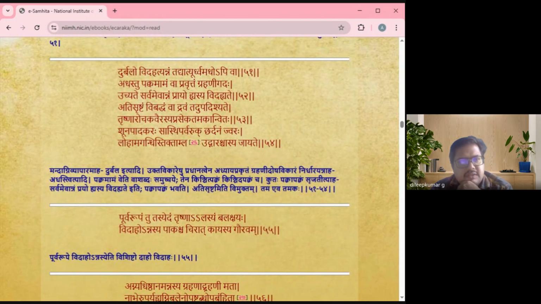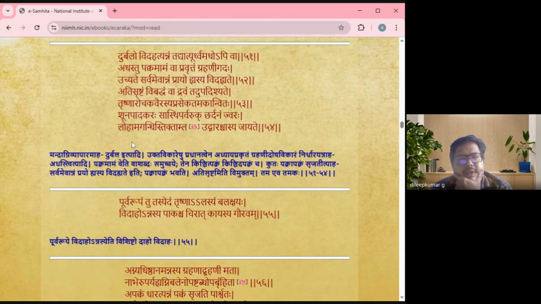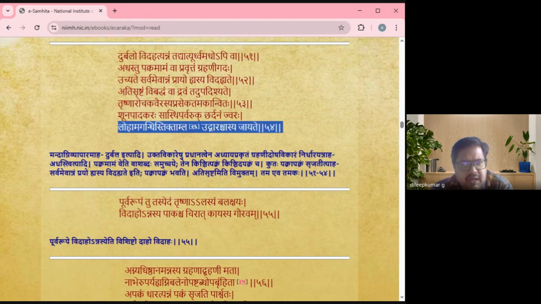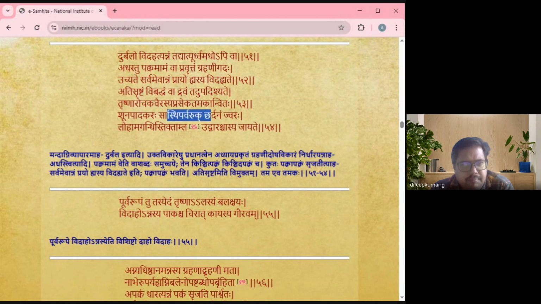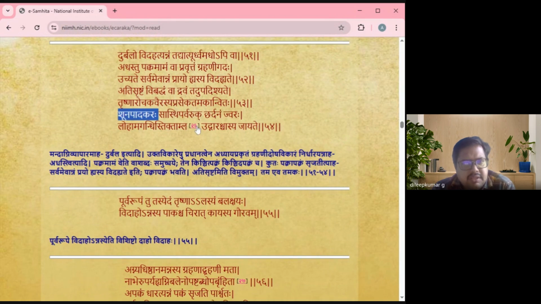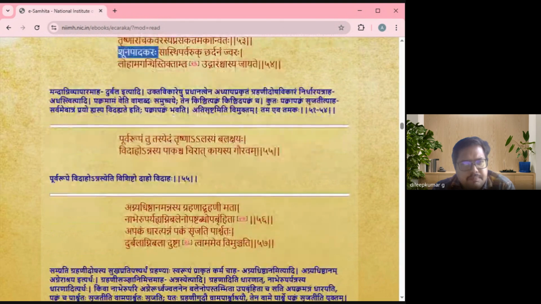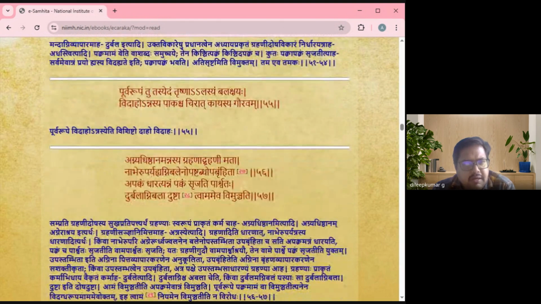So the features of Grahani are Lohama Gandhi, Tiktamla, Udgara, Asthi Parvaruk, painful joints, etc. Shuna Padakara, swelling in the body. So these are all the features of Grahani Gada. The Purvarupa of Grahani Gada is Trishna, Alasya, Balakshaya, Vidahi Anna.